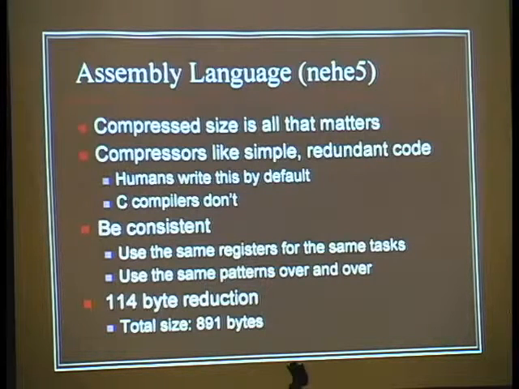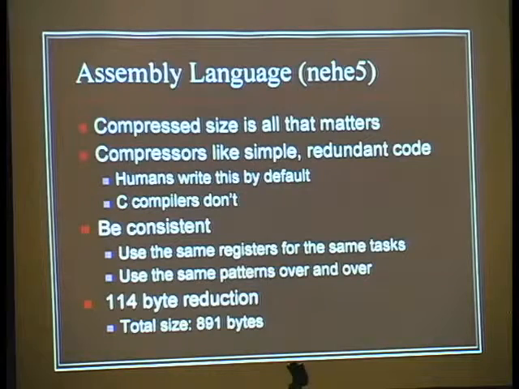Well, humans write that, but it's a computer doing the work and not us. Humans write stupid, recursive, repetitive code. It turns out that that's the kind of code compressors like. The sophisticated code that a C compiler turns out doesn't compress as well as a human's code. So just by writing it in assembly language, you get some pretty good savings without trying very hard. And if you do try hard, you can get even better savings.